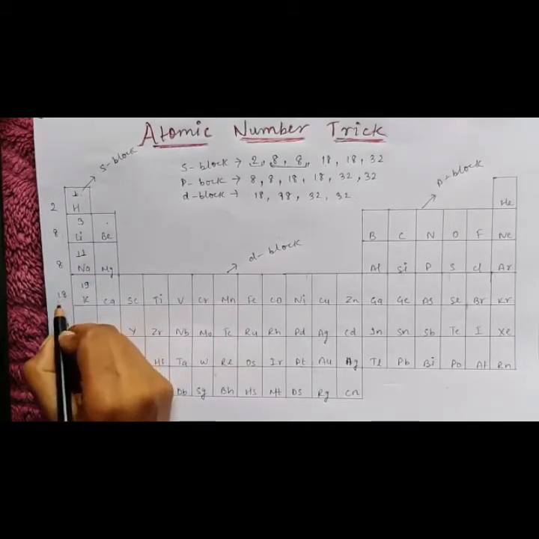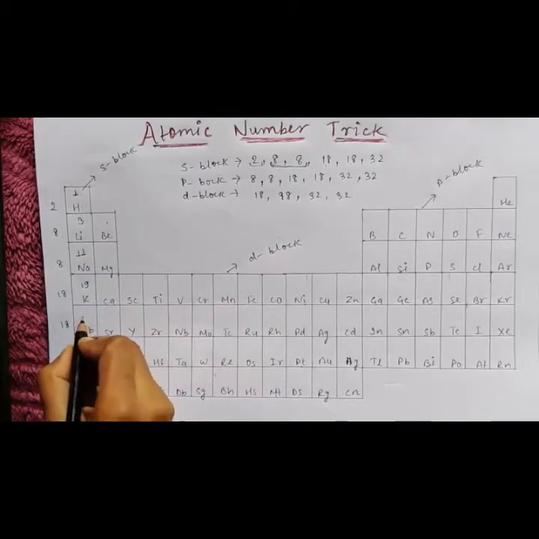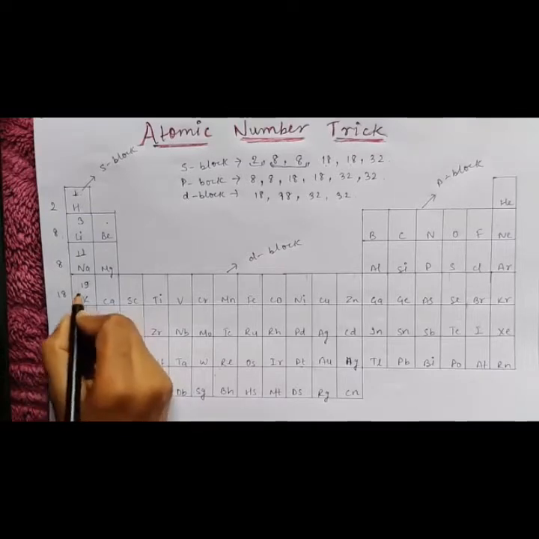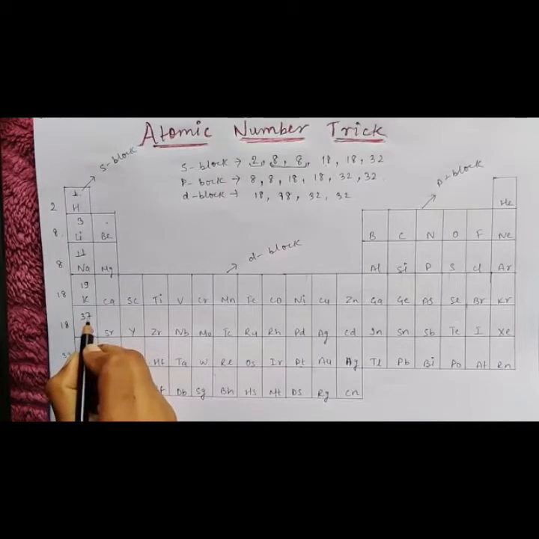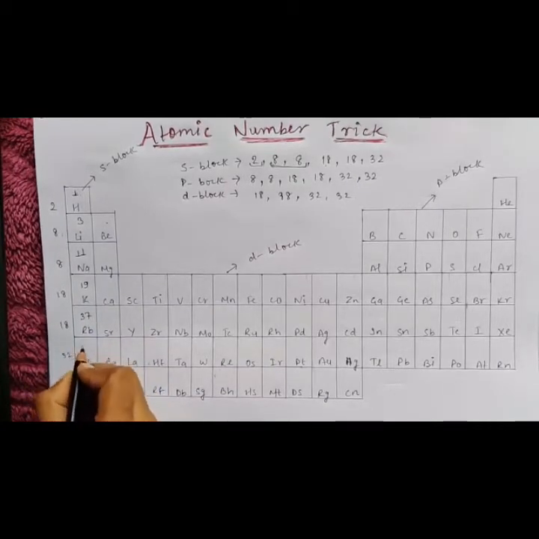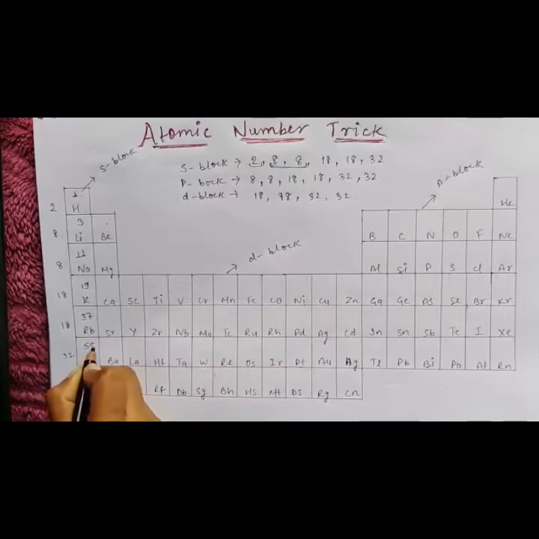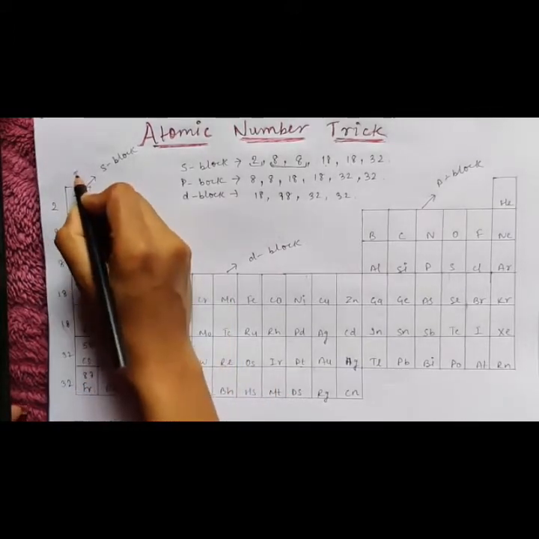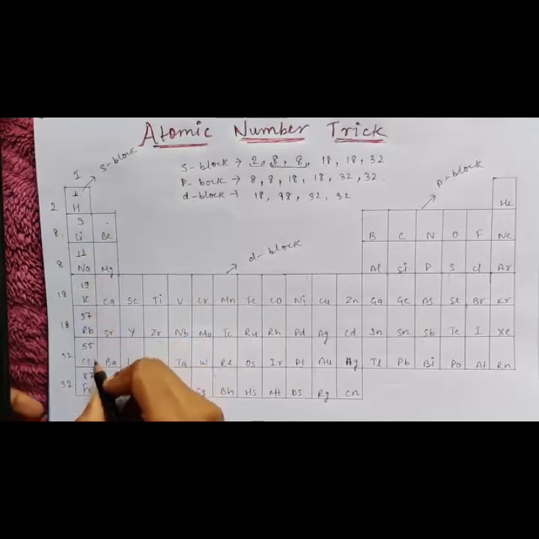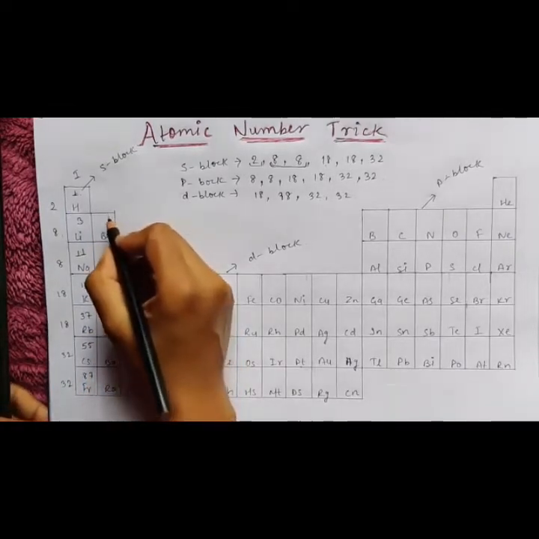Next, 19 plus 18. 19 plus 18, how much? 37. Next, 37 plus again 32. So if you want to write the same, this is 1A.